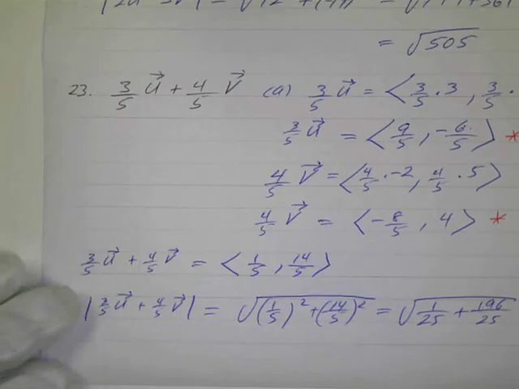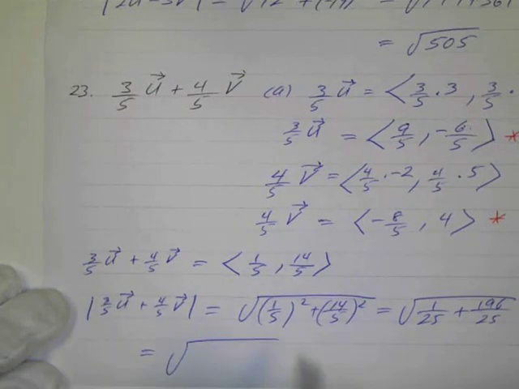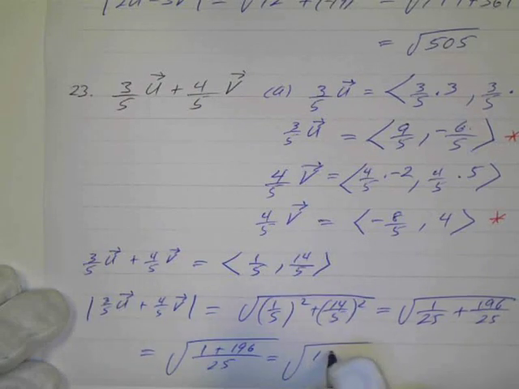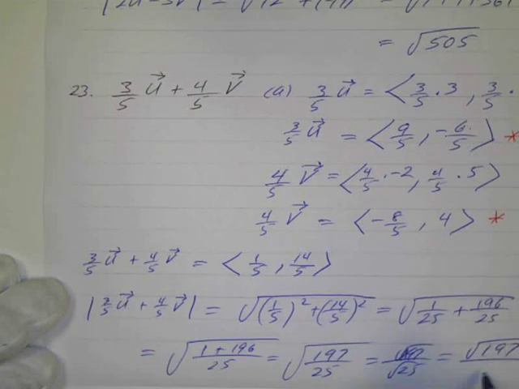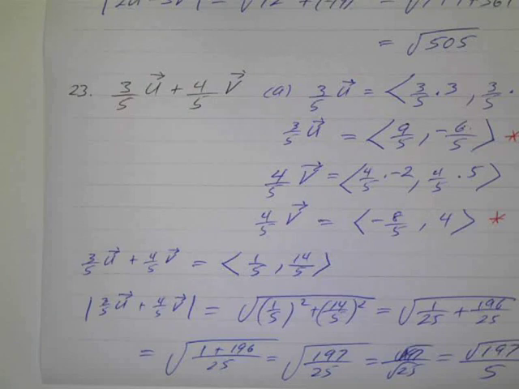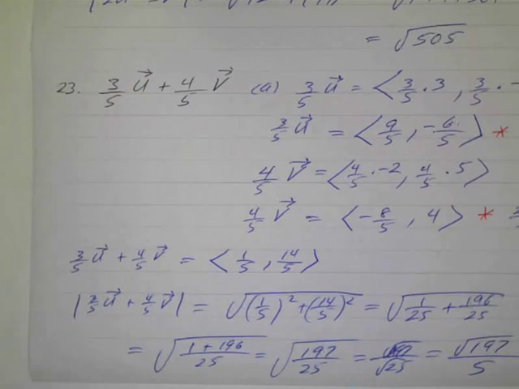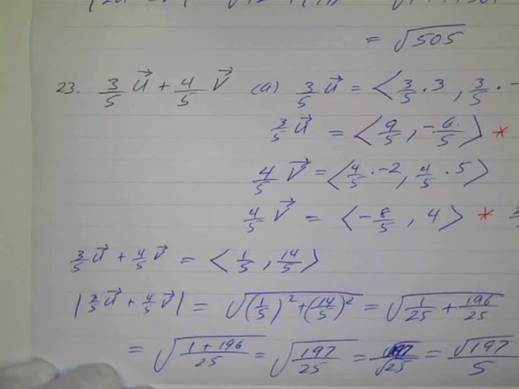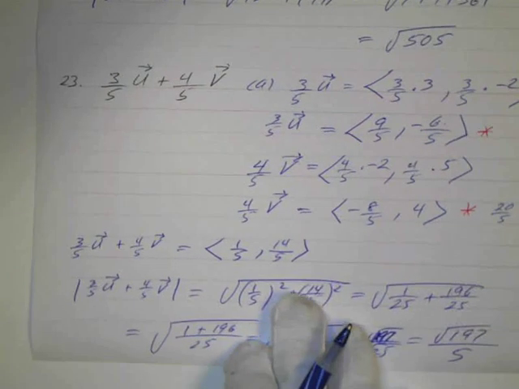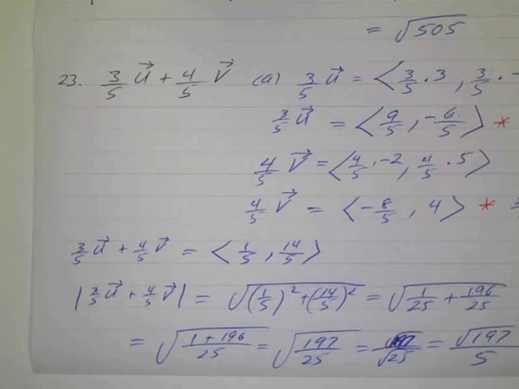I got a bunch of 25s there, so I can rewrite this with a little arithmetic. All right, this is a common denominator. 1 plus 196 all over 25. That's the square root of 197 all over 25, which is the square root of 197 all over the square root of 25. And that's just going to be the square root of 197 all over 5. And that's your magnitude. Sorry about my sloppy writing over here. So we broke it up, and we got the square root of 197 over 5, and I think that's the form the book had.